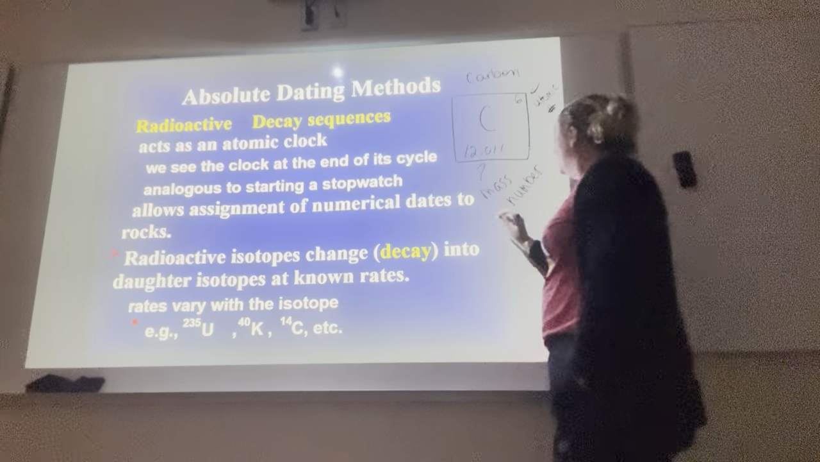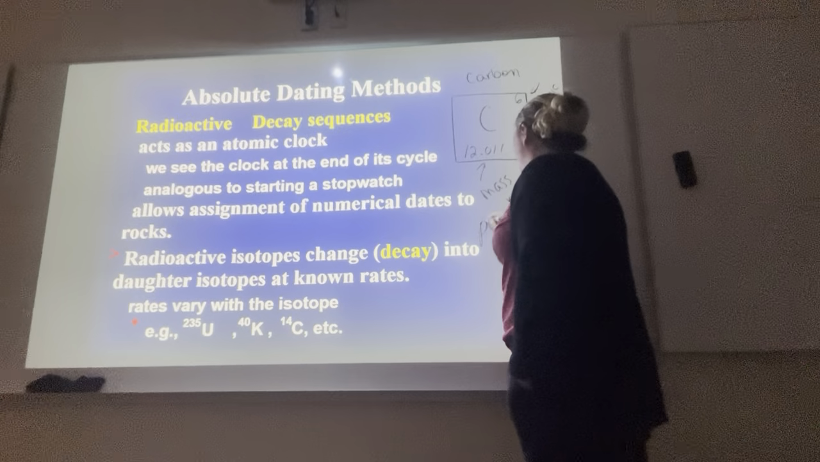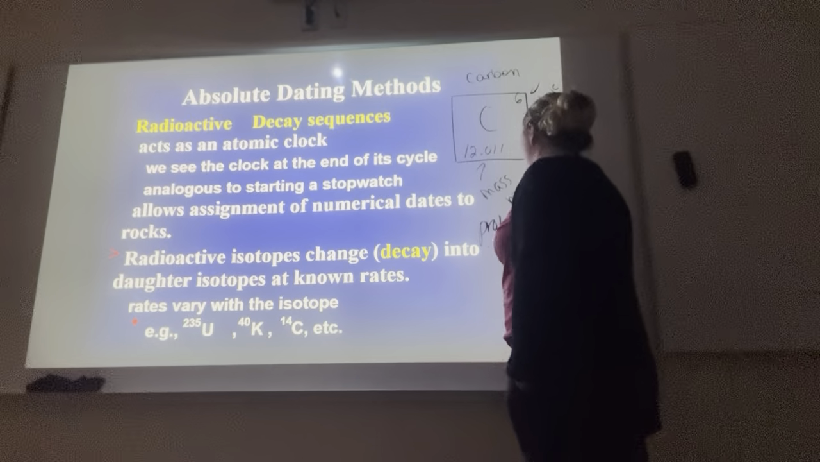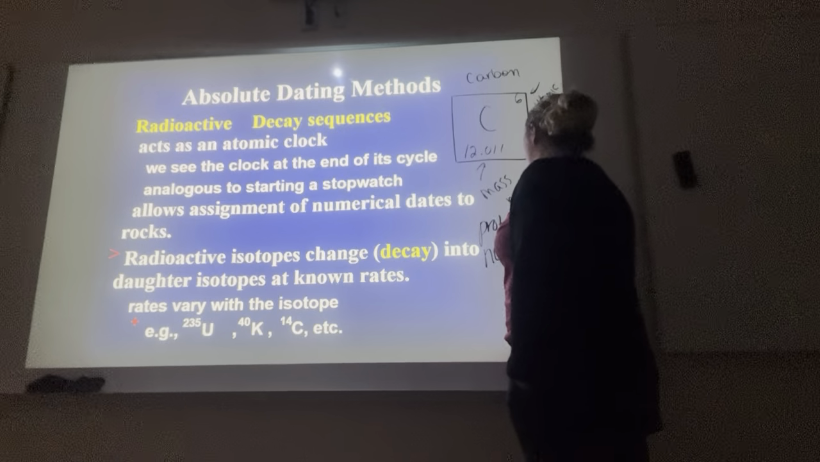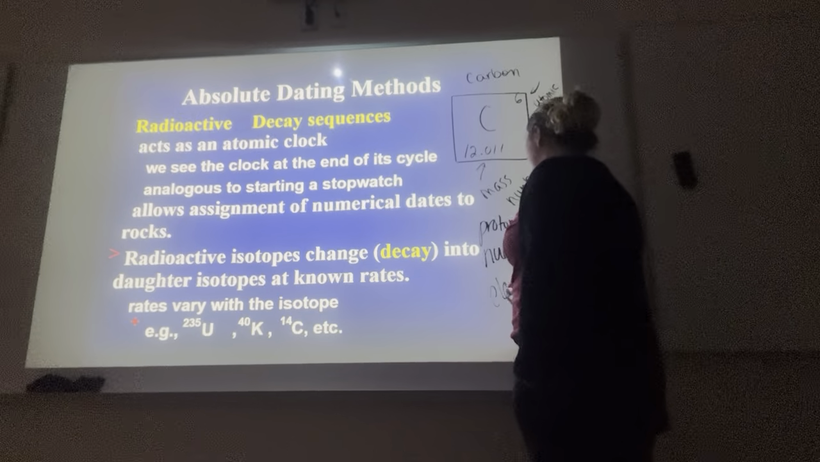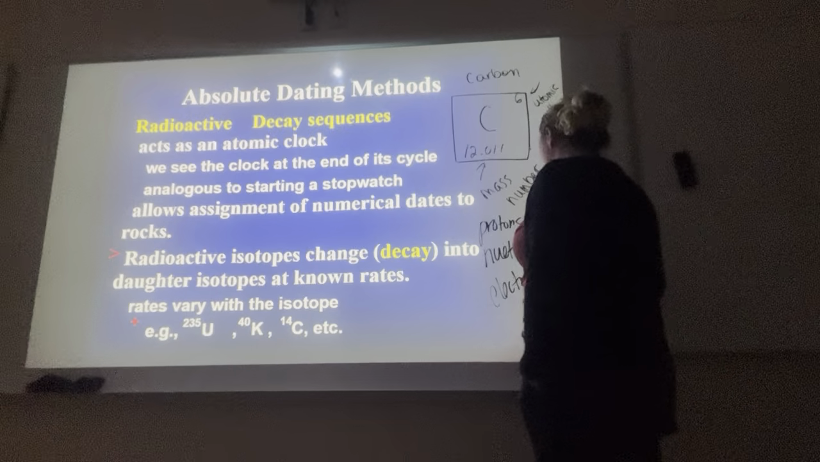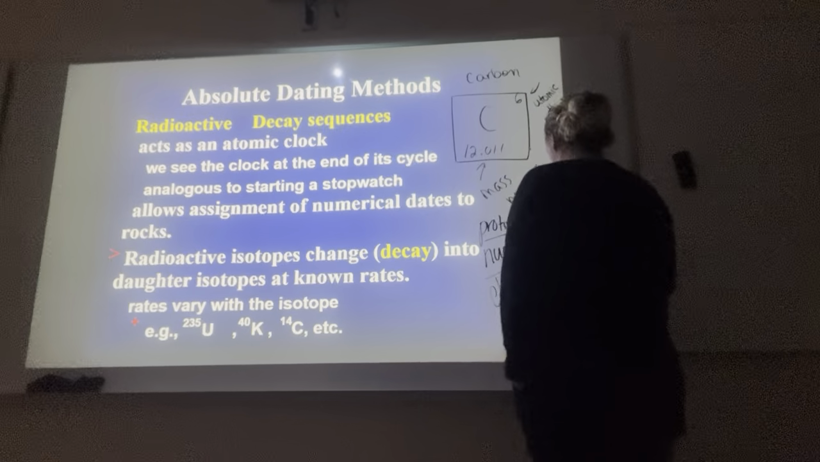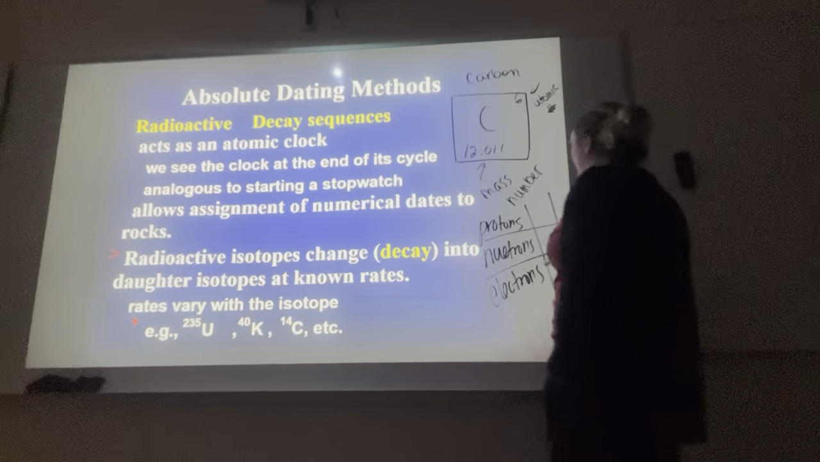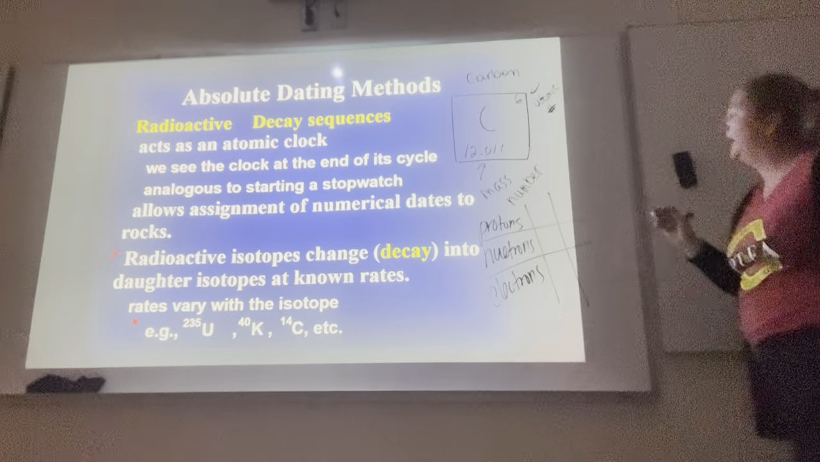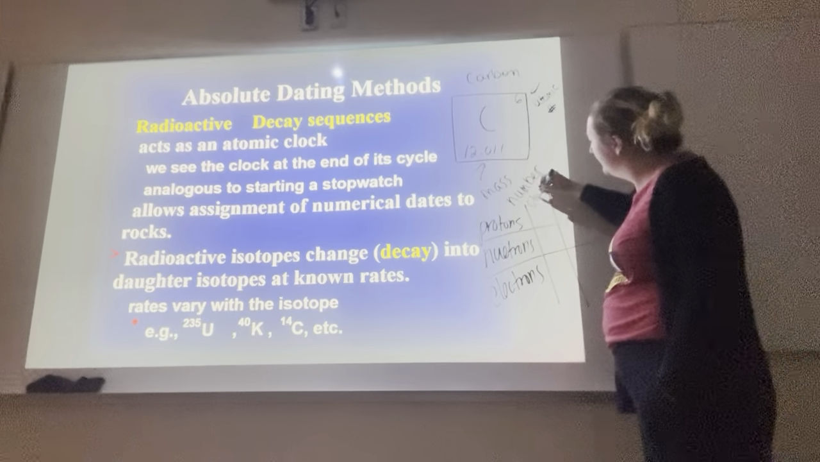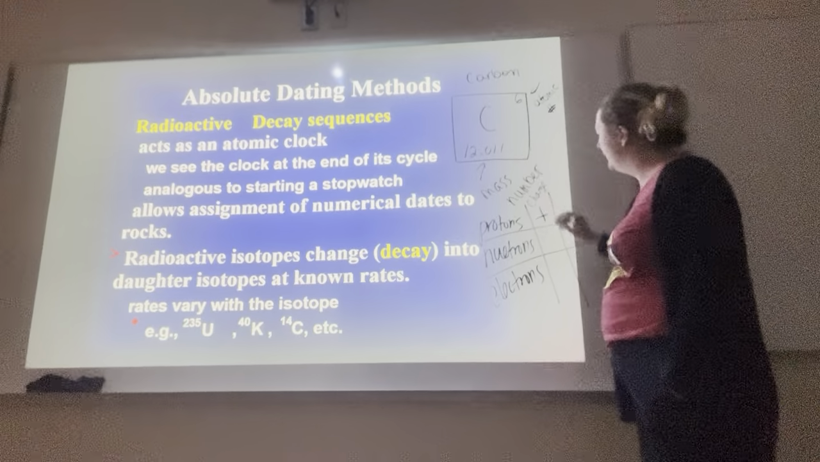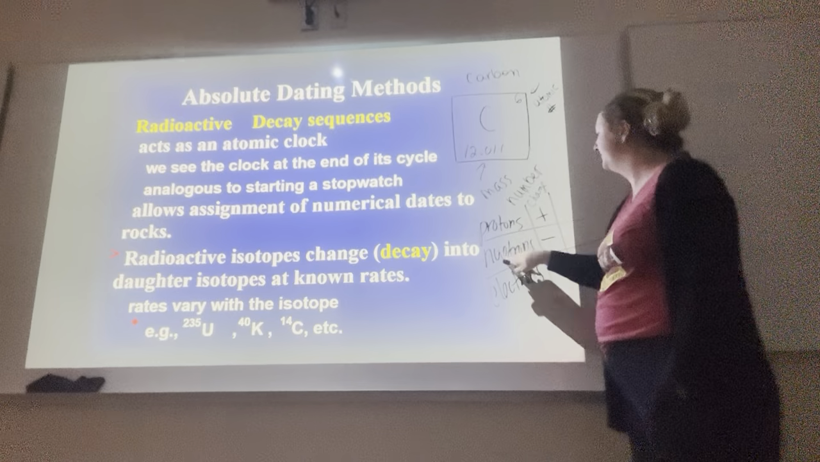Now, atoms themselves are made up of 3 separate subatomic particles: protons, neutrons, and electrons. Protons exist with neutrons in the nucleus of the atom, and they have a positive charge. Neutrons have no charge, they're neutral.